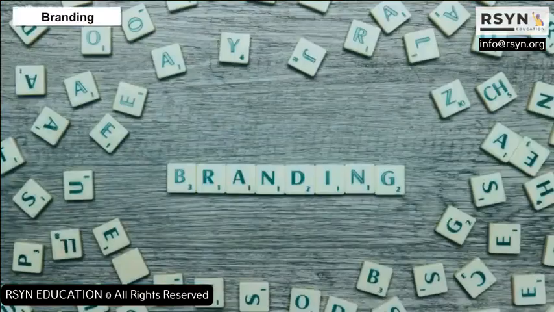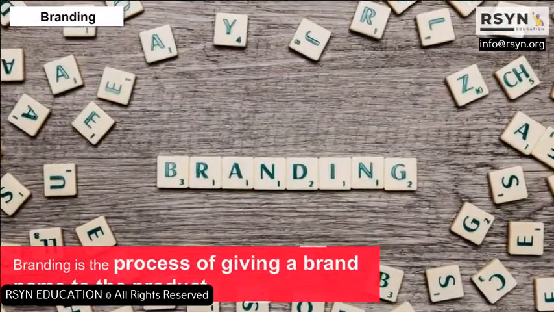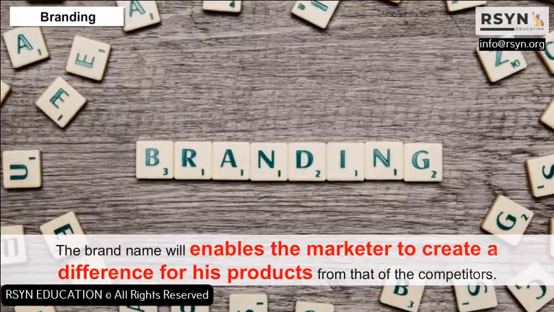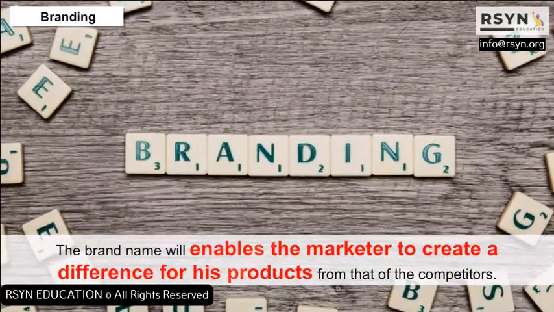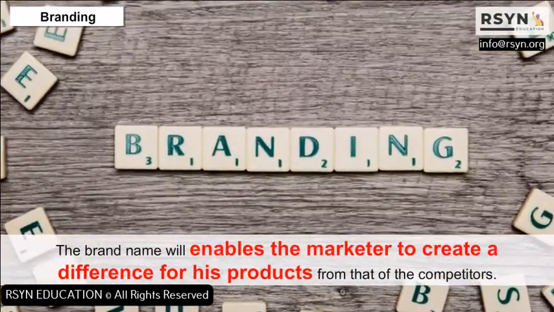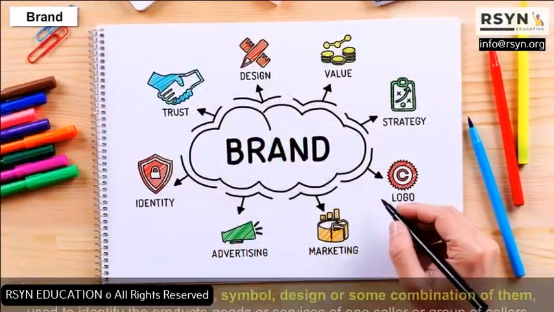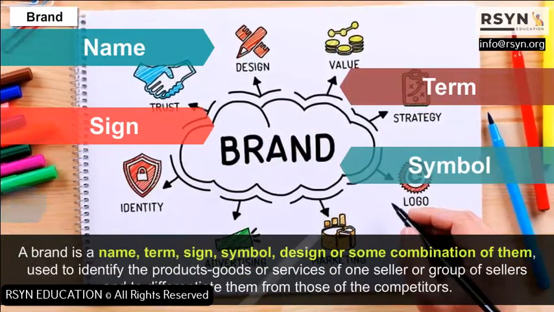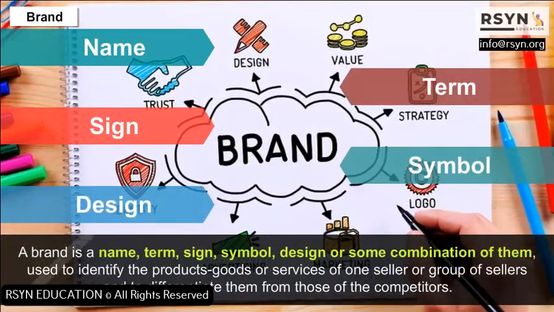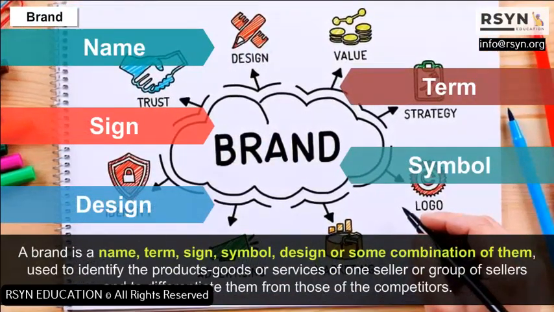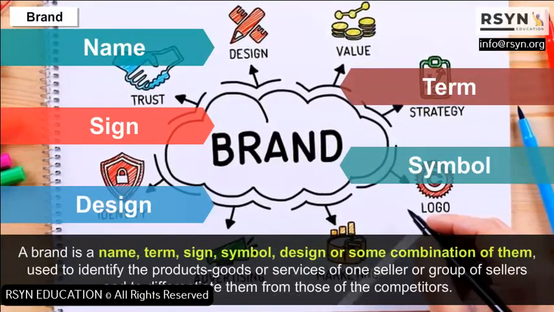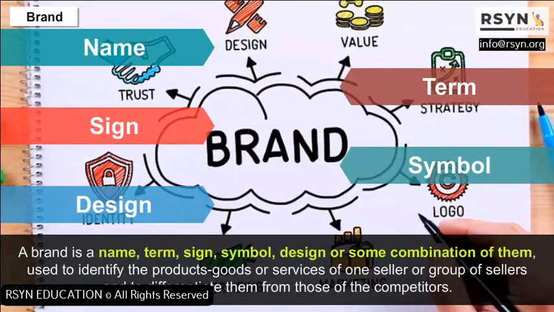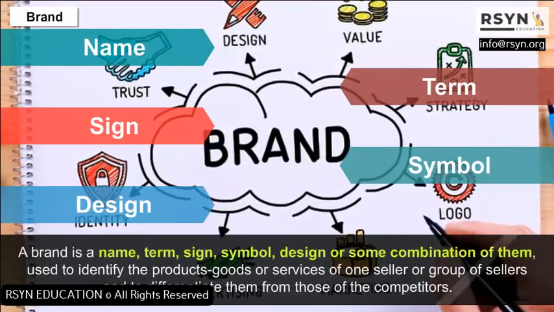Branding. Branding is the process of giving a brand name to the product. The brand name will enable the marketer to create a difference for his products from that of the competitors. Brand. A brand is a name, term, sign, symbol, design, or some combination of them used to identify the products, goods, or services of one seller or group of sellers and to differentiate them from those of the competitors.